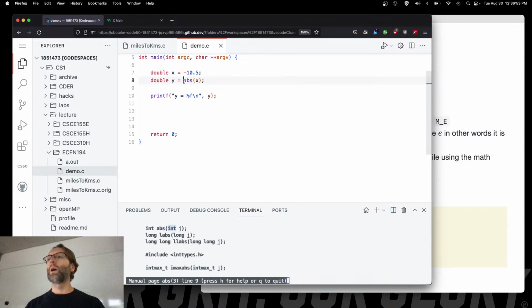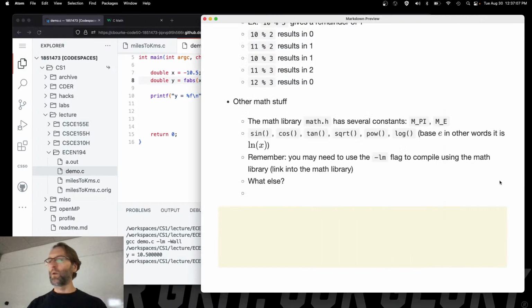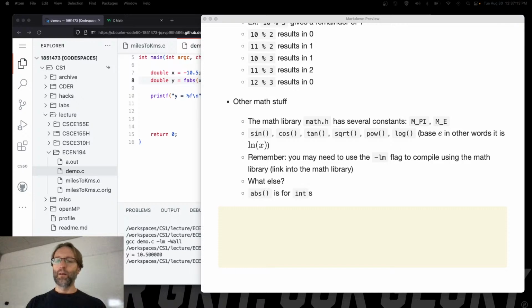Right? We don't want that. We want to be floating point abs. We want fabs. When I do that, now that fractional part is retained. So abs is for ints. Fabs is for doubles. There we go.